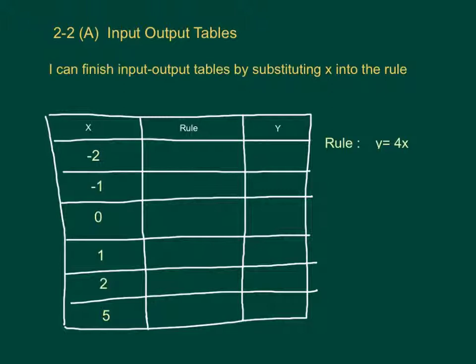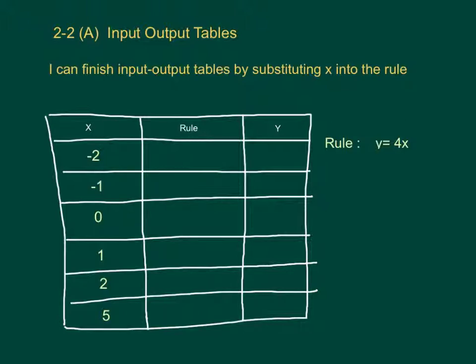Okay. So let's take a look at this first input-output table. This is actually more like a function table. And what that means is over here I have my x, and I have all my x values. Here I have a rule, y equals 4x. What I need to do is plug in x into my rule to figure out what y is going to equal.